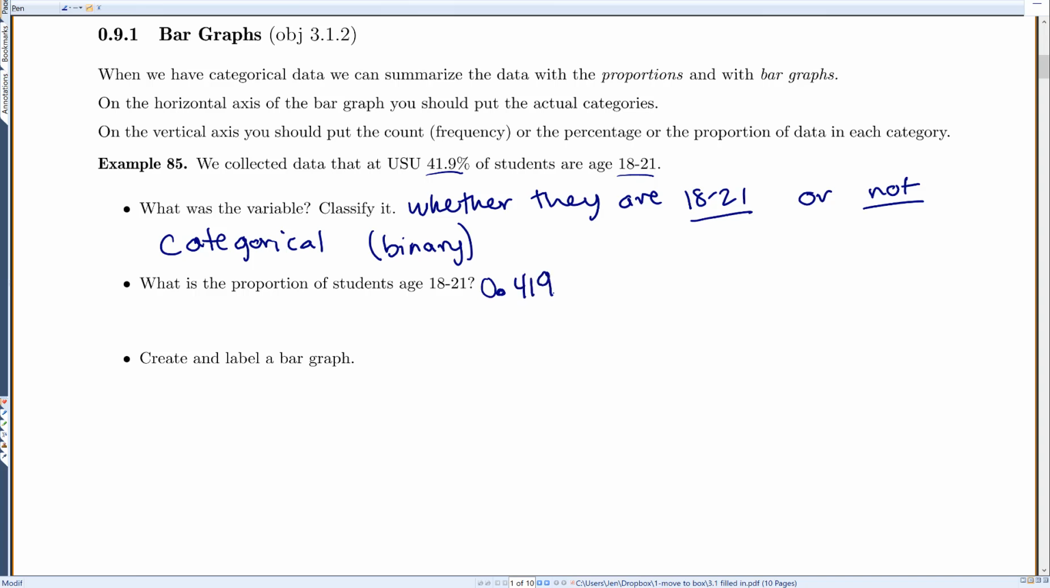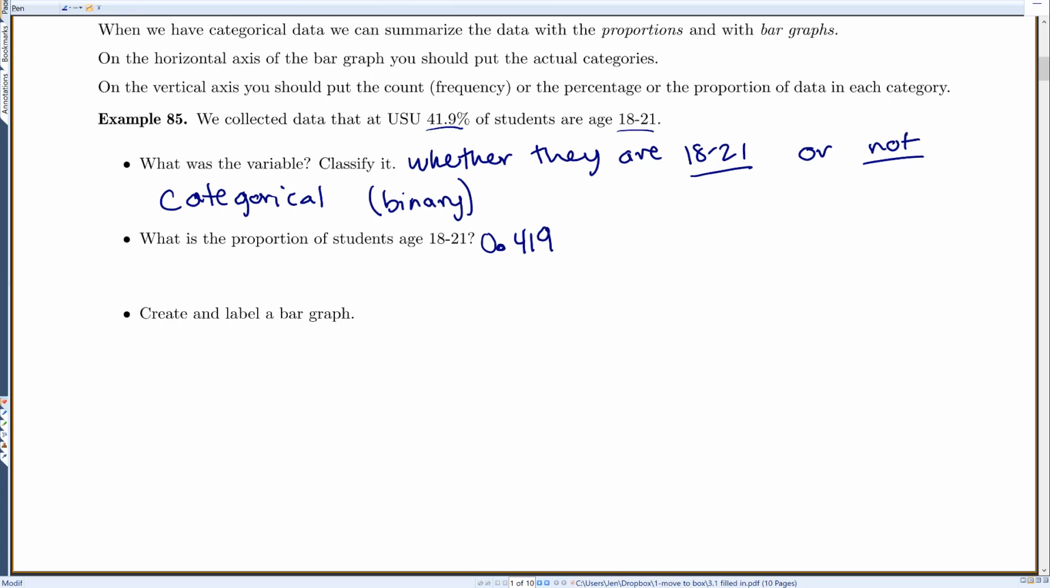Now let's create and label a bar graph. This is something that is new. We didn't ask you to do this before. We just showed you the bar graphs after they were made. So you could say, here's 18 to 21 as one category, and then the other category would be not, or maybe older, or whatever you want to call it. But you have age 18 to 21 or not.